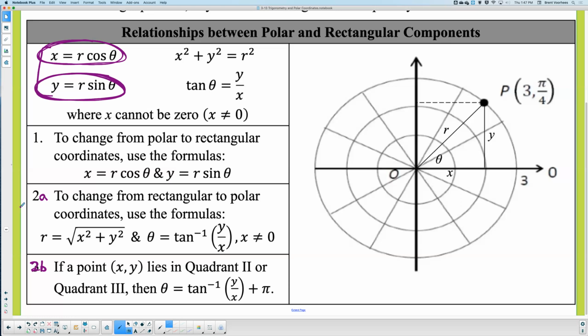Here's your diagram, showing you the representation of everything. X, no surprise, looks like an x-axis. Y looks like a y-axis. R looks like a hypotenuse. And here, looking at it as a triangle with theta. Theta is always in standard position, coming from the positive x-axis. Okay, there's your diagram.